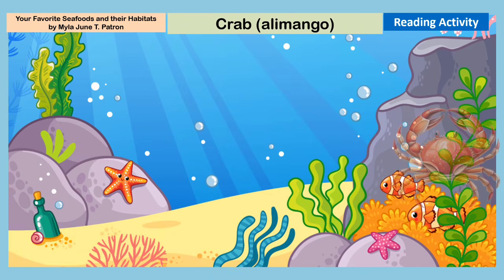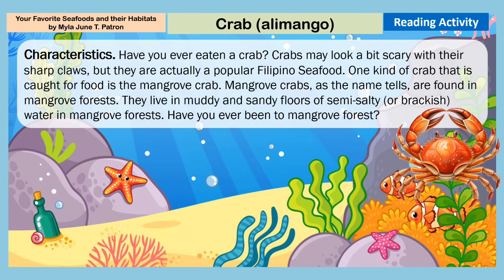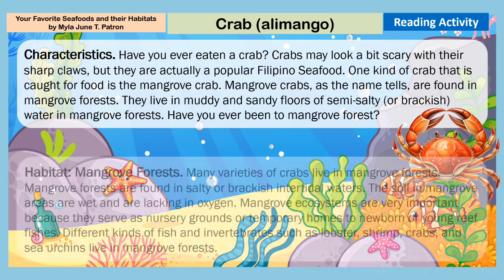Crab or alimango. Characteristics. Have you ever eaten a crab? Crabs may look a bit scary with their sharp claws, but they are actually a popular Filipino seafood. One kind of crab that is caught for food is the mangrove crab. Mangrove crabs, as the name tells, are found in mangrove forests. They live in muddy and sandy floors or semi-salty or brackish water in mangrove forests. Have you ever been to a mangrove forest?